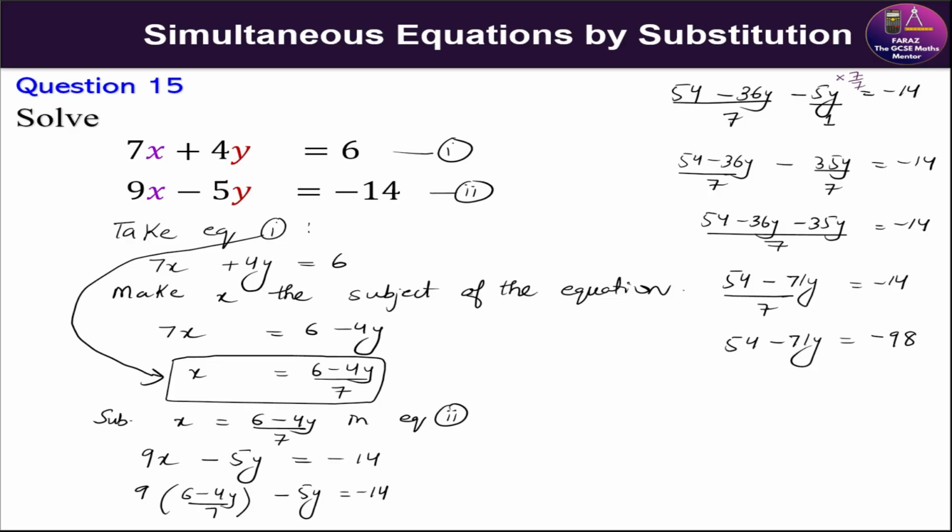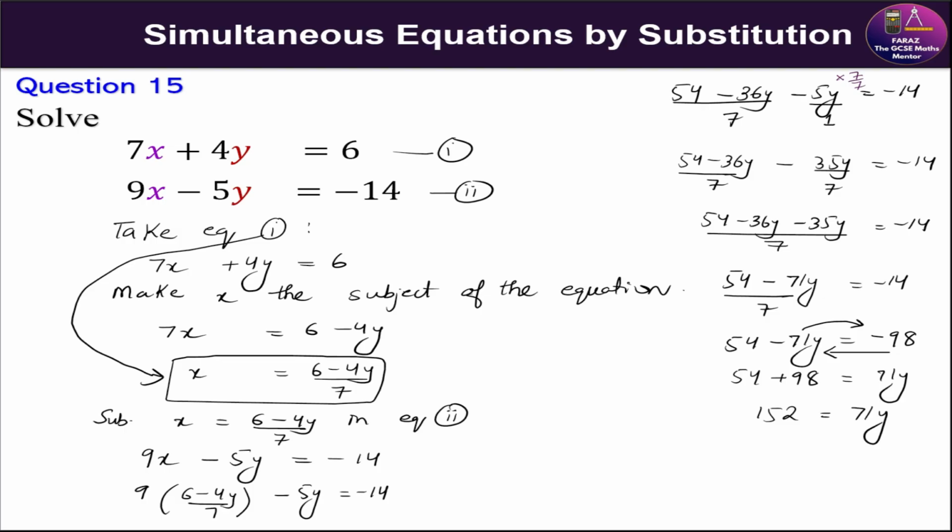Then after this step, we can write it as 54 plus 98 equals to plus 71y. So just shift this negative 71y to the right hand side. It will become plus 71y. And then shift this negative 98 to the other side. It will become plus 98. And then you have 54 plus 98. It will give you 152 equals to 71y.